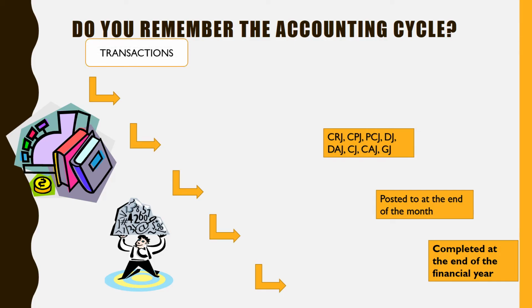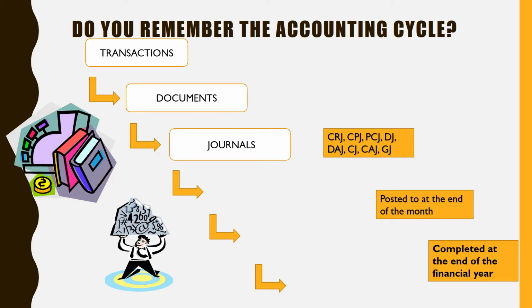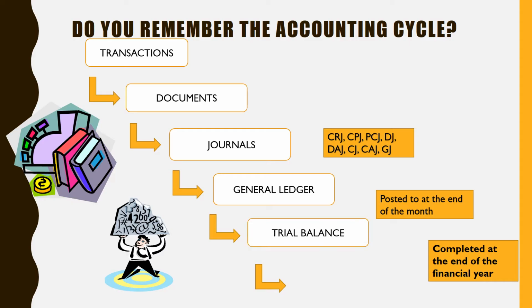Businesses have transactions that they enter onto source documents: the receipt, the check counterfoil, invoices. We use these source documents to draw up journals. Once the journals are drawn up for each month, we then post to the general ledger. The general ledger is posted to at the end of every month. Once we have drawn up the general ledger, we see if it is correct by drawing up a trial balance. The trial balance can be used to draw up the financial statements at the end of a financial year.